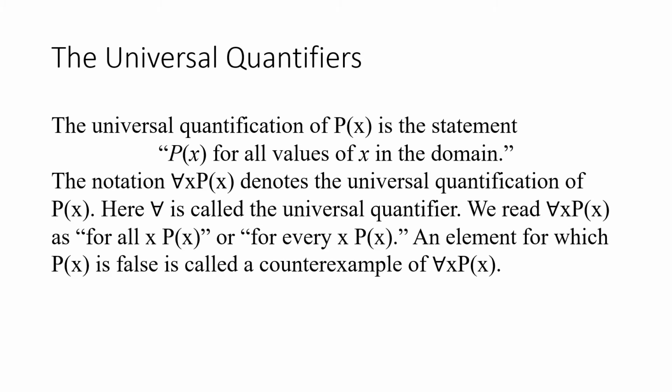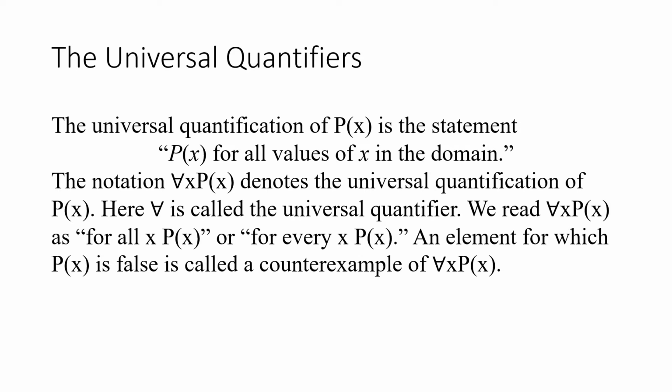So let's have this definition. The universal quantification of p of x is the statement p of x for all values of x in the domain. This symbol denotes the universal quantification of p of x. Here, this symbol is called the universal quantifier. We read this as for all x p of x, or for every x p of x. An element for which p of x is false is called a counterexample of for all x p of x.